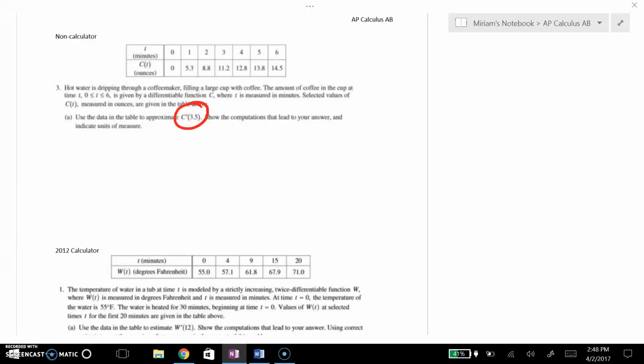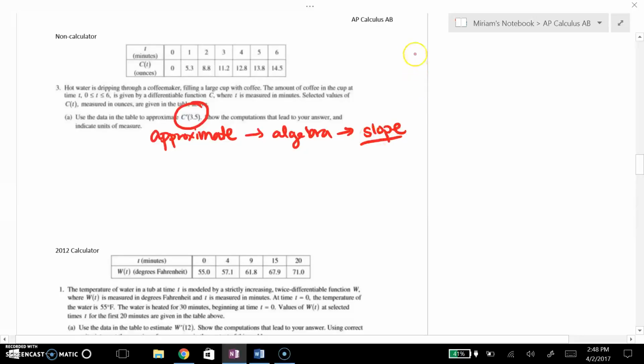Now, this is the thing. C prime of 3.5 means we need to take the derivative. Do we have a function to take the derivative of? No. So the next best thing is to approximate. And the way we do that, we have to think algebra, which goes back to the very beginning, which is slope. Okay? So slope is y2 minus y1 over x2 minus x1.